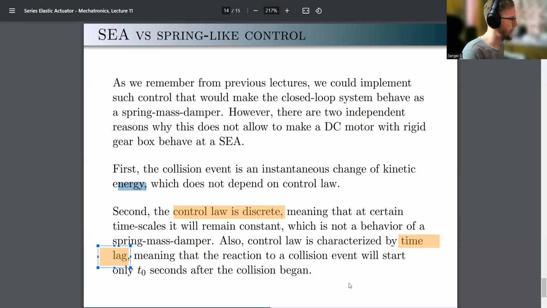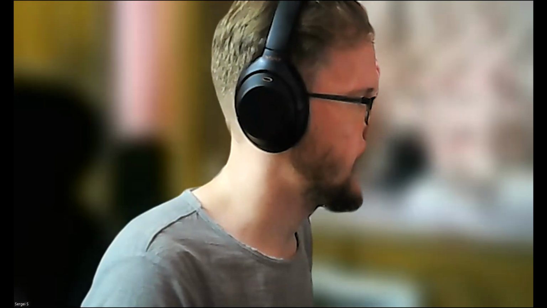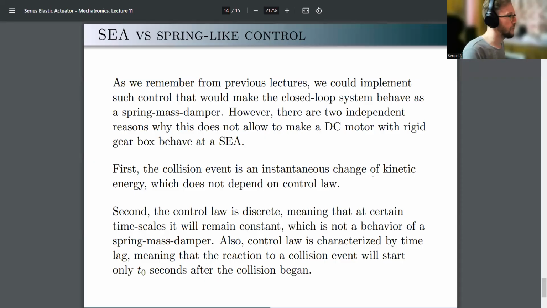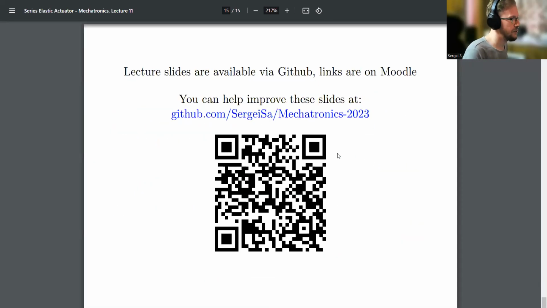All right. Oops, sorry about that. Okay. So with that said, this is it for today's lecture. And if you want more material on those series elastic actuators, I would recommend you to maybe first go through the sources that I provided, but also just generally you can look up academic papers on them.